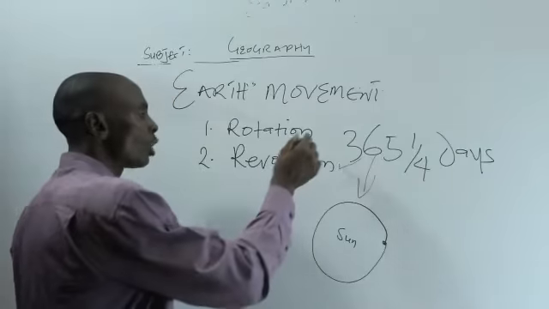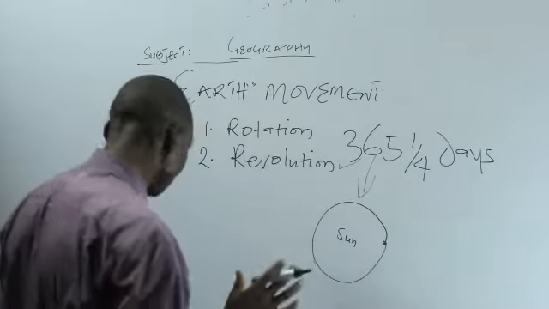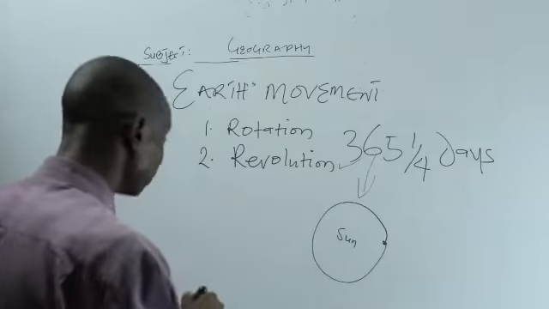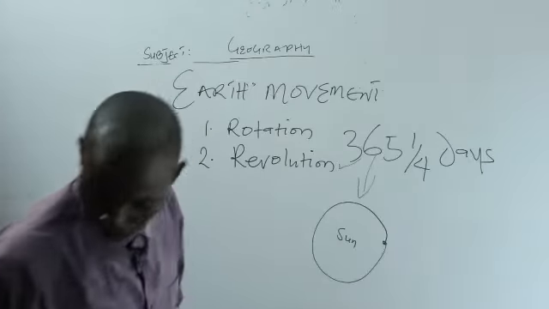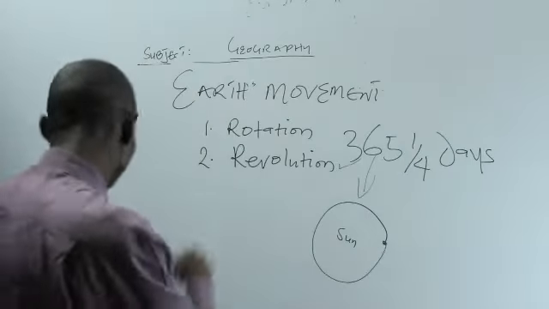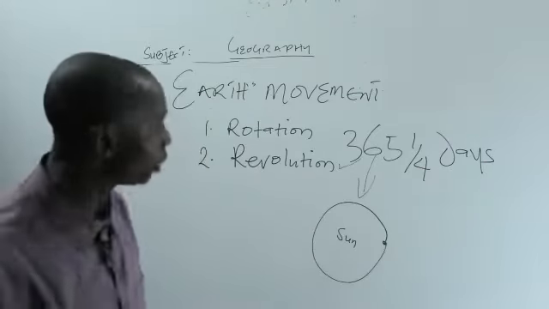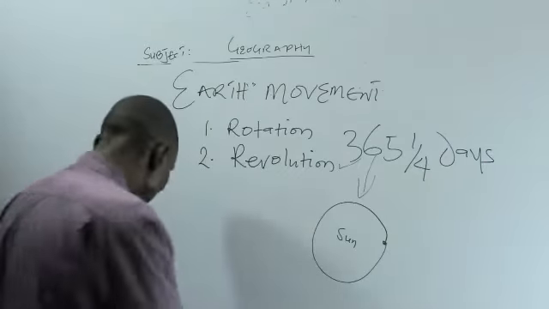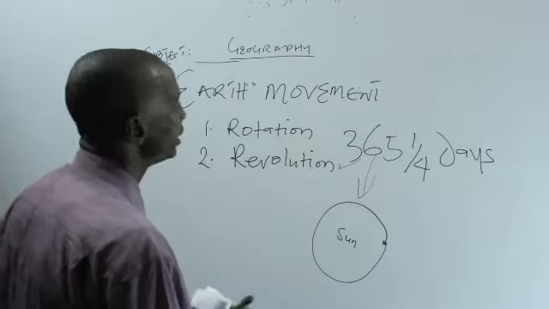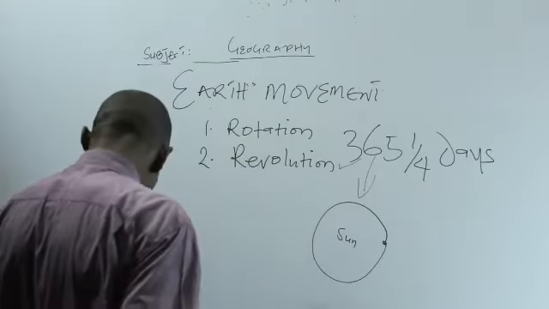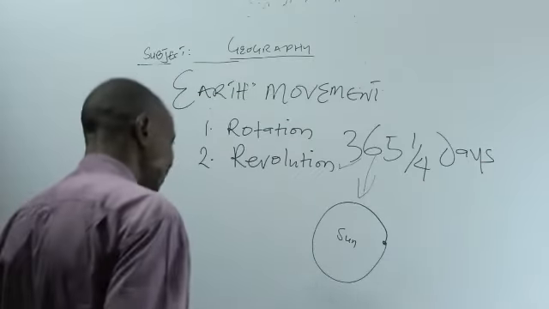Now we talk about rotation. Let us start so that we'll not get ourselves confused. Let's take it one after the other. Number one, let's look at rotation. What do you understand by rotation? Rotation can be defined as the spinning of the earth on its axis.